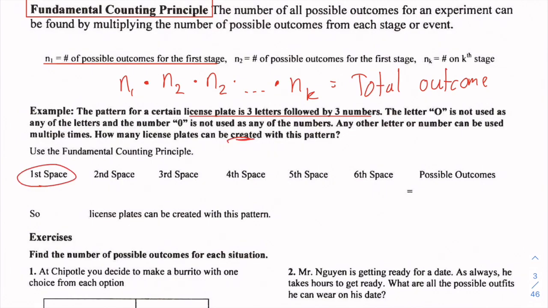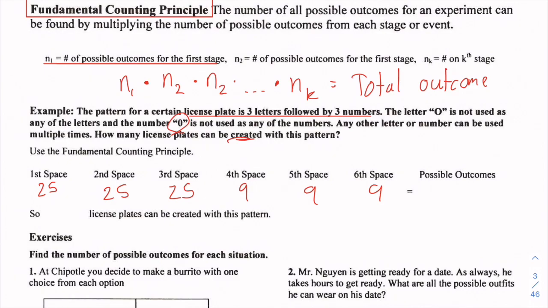My first space has to be a letter, but it can't be O. So how many letters are in the alphabet? 26. 26 minus 1 is 25. Letters could be repeated. So my first 3 are letters, then my second 3 are numbers, but I do not include 0. So 1 through 9, that's 9 digits. Boom.